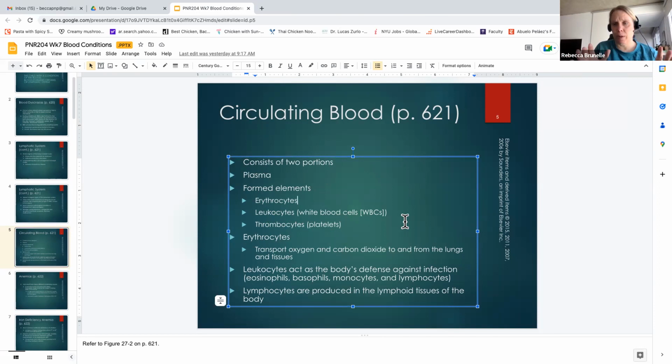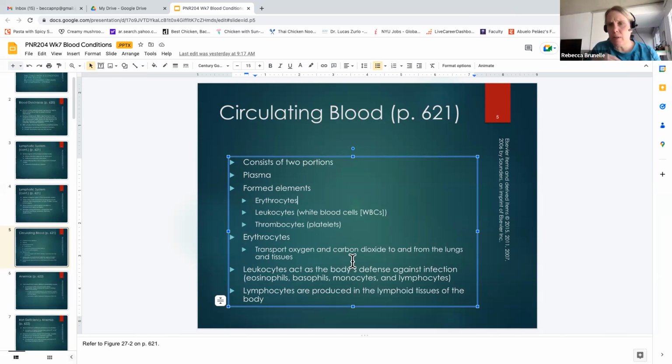You should definitely be able to recognize the medical term and then the layman's term for red blood cells, etc. Erythrocytes are red blood cells. They carry oxygen throughout the body. Does anyone know the name of the protein that is bound to red blood cells that then carries the oxygen? Yeah, hemoglobin. Very, very good.